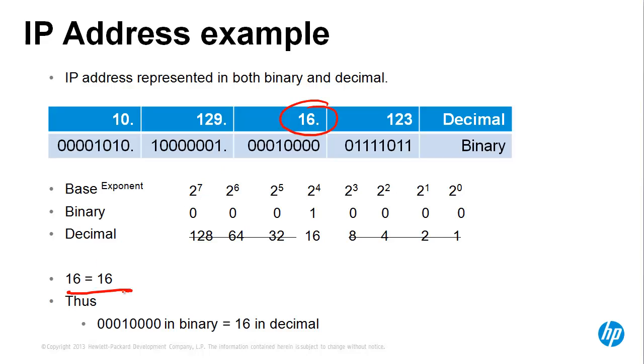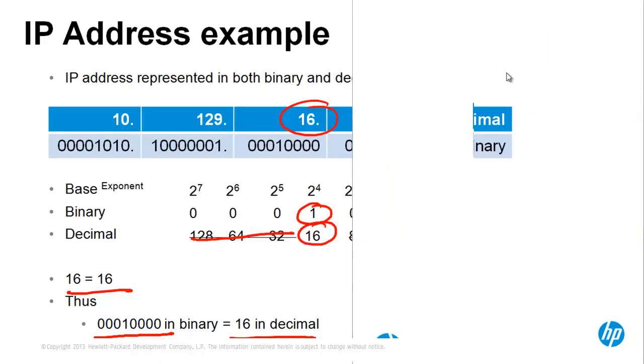What about 16? So 16 equals 16. This is an easy one. This bit is the equivalent of 16. So that bit is set on. The other bits are off. So 000, 1, quadruple 0 in binary is equivalent to 16 in decimal.